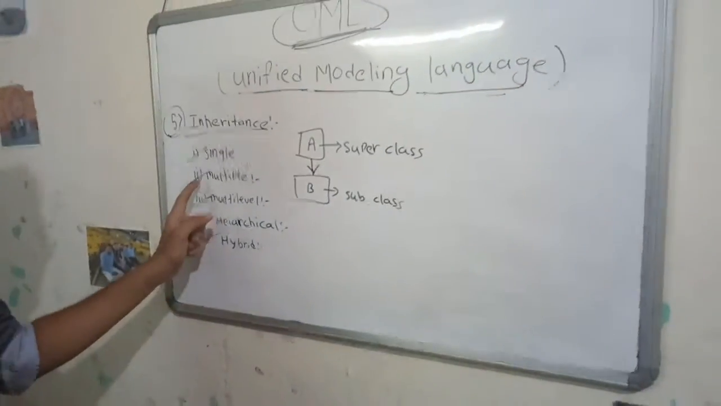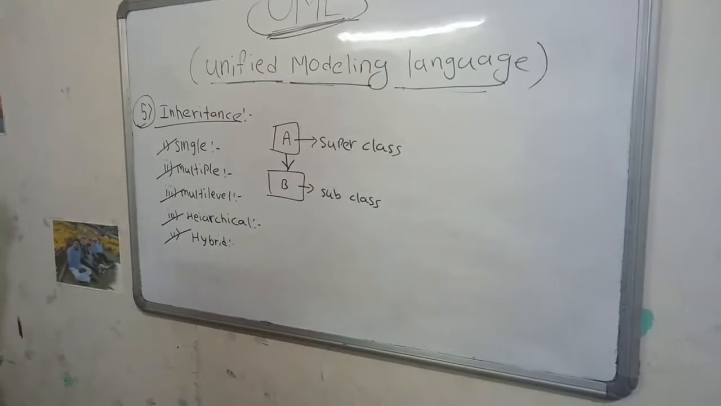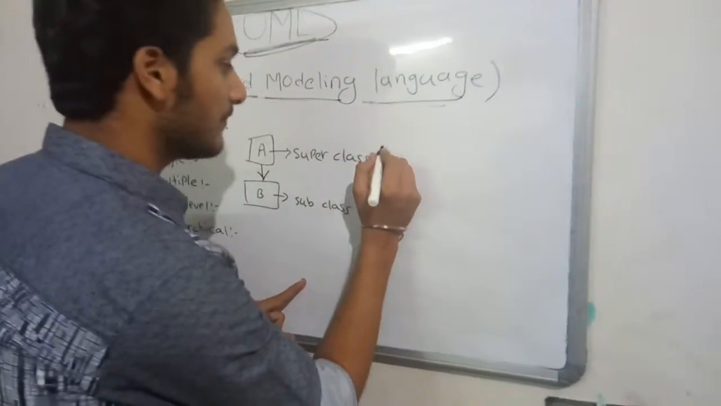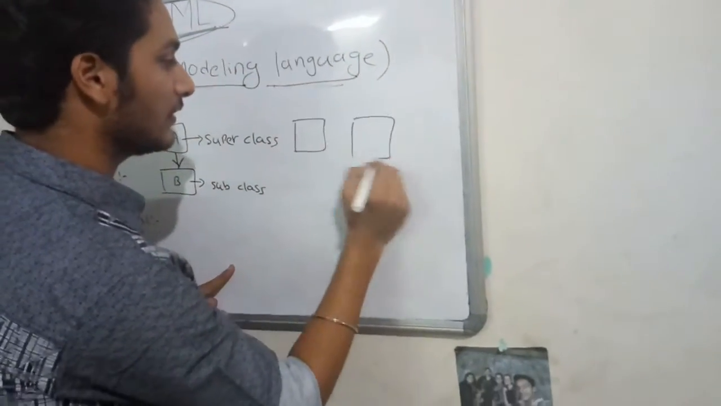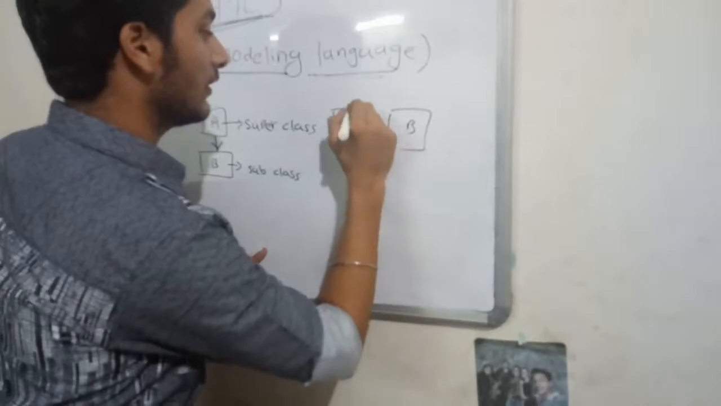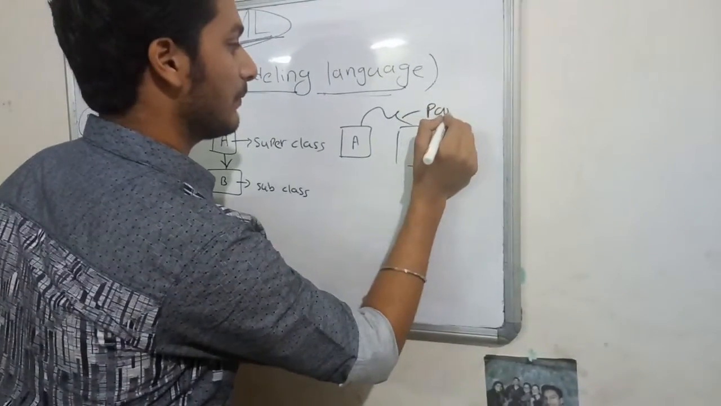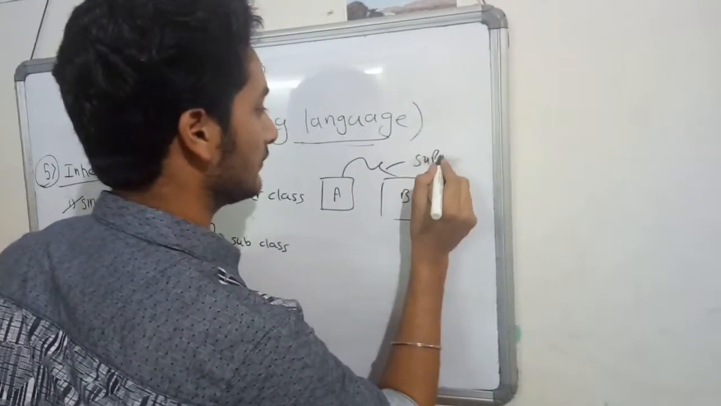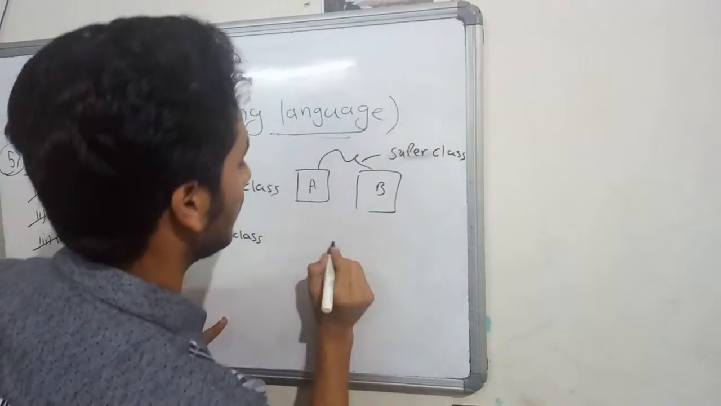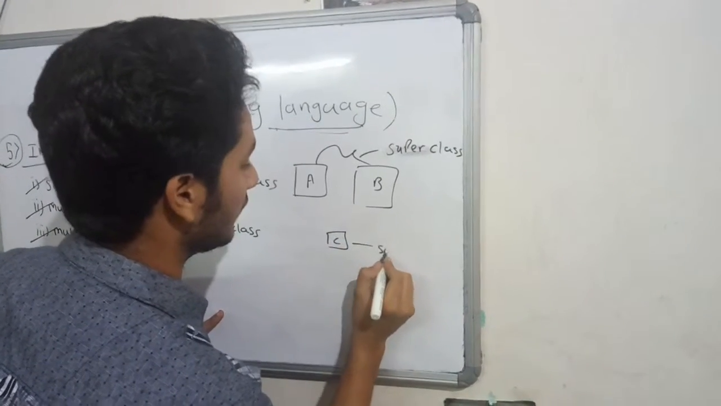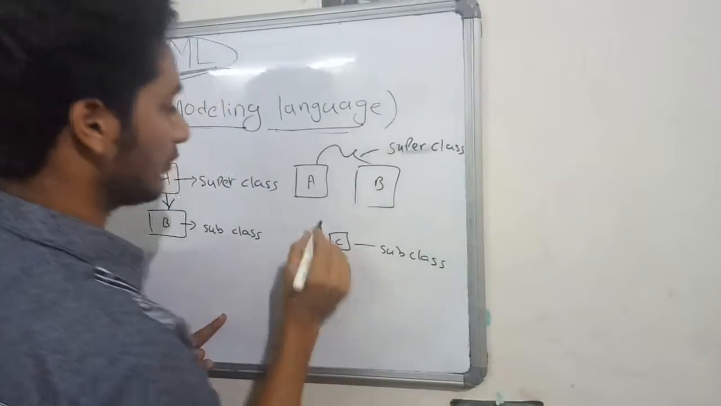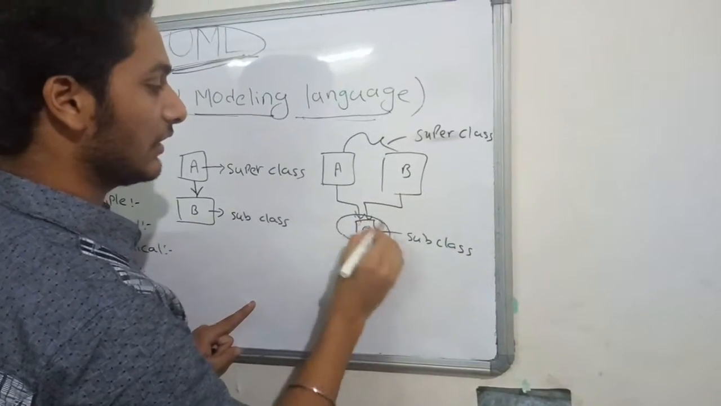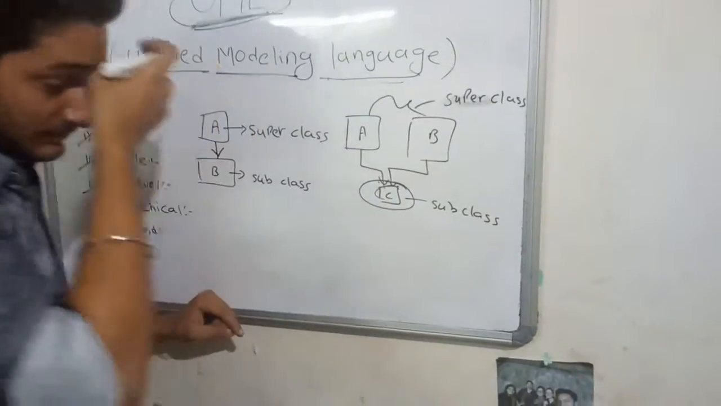The second one is multiple inheritance, in which we have 2 or more superclasses and only one child class. Let's see. Suppose A and B are both superclasses, and C is a subclass. In this, the properties of A and B are inherited by C. That is, C is a combination of A and B.